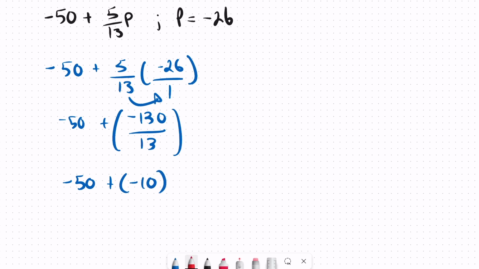And here we have a plus and a minus. A plus and a minus in the multiplication rule says that it changes to a minus, or a negative. So we're going to have negative 50 minus 10, and our final answer is negative 60. So the expression is equal to negative 60 when p is equal to negative 26.